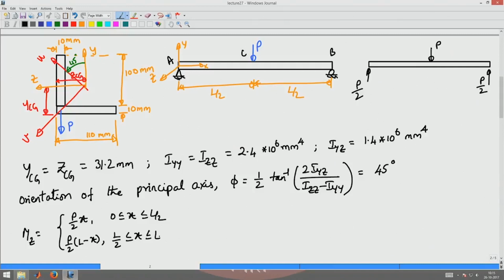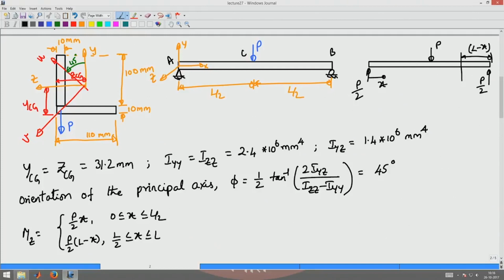Okay, here x is measured from the end A. Any section here will be at distance x. So any section on this segment will have a distance from this end of L minus x. So for a section greater than L by 2, the moment at that section point will be P by 2 into L minus x.